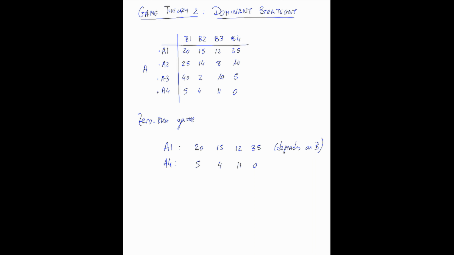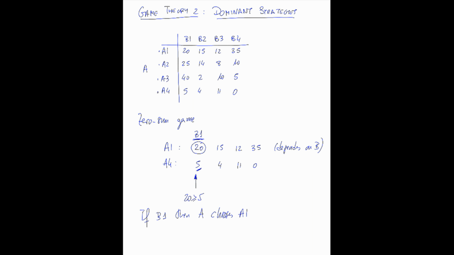You see one thing here. This is when B is playing B1. In this case, if B plays B1 and A plays A1, A will make 20 euros or whatever. But if A chooses A4, will make only 5. So in this case, 20 is better than 5. So if B plays B1, then A obviously chooses A1.